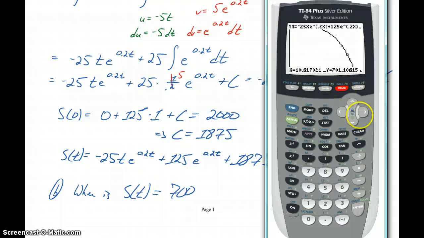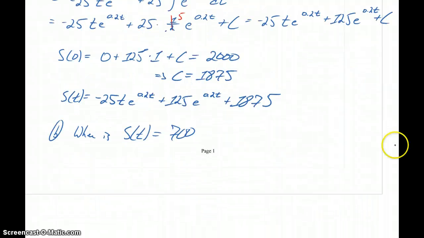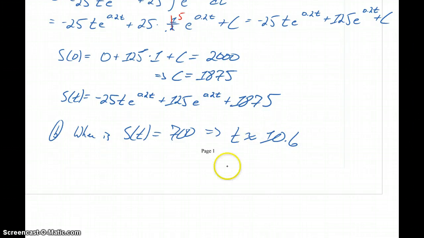And then we can use the trace feature and just trace along the graph until our function value is approximately 700. Our x value there is 10.6. Which means they'd have to get to about 11 months. So when they hit 11 months, their sales will have dropped to 700.